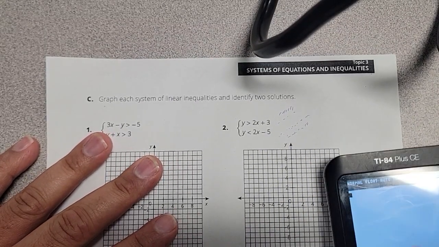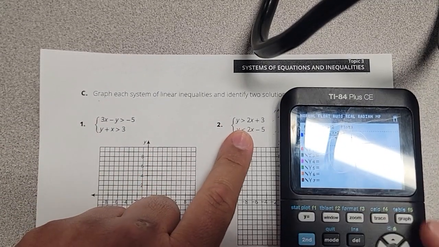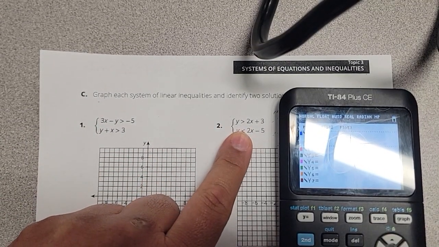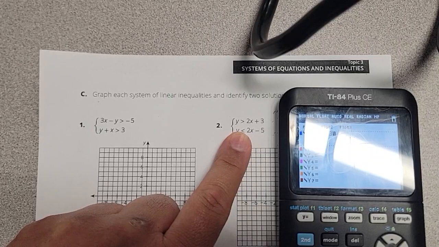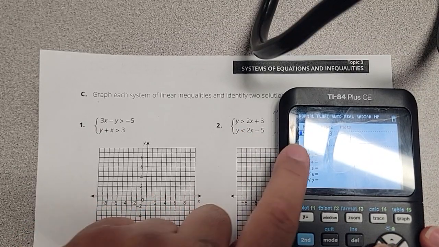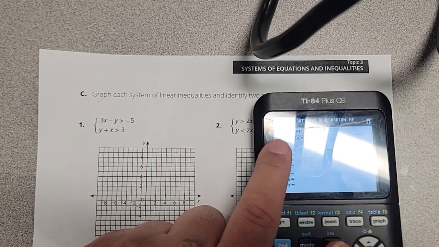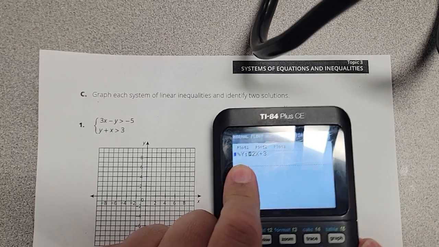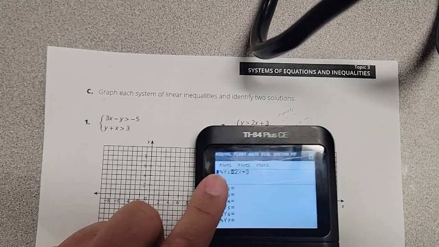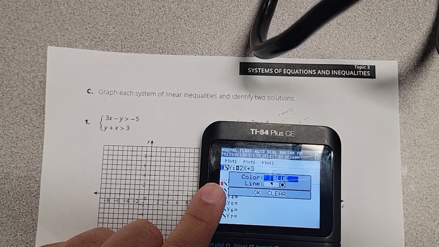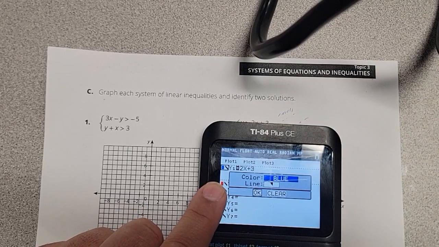So to help, I'm going to go ahead and put this into my y equals. So I have 2x plus 3. Now, what I'm going to do is I'm going to shade on top using the calculator. So move to the side. Oh, sorry. Get the glare out of there. All right, so let's go ahead and shade to the top. It's that triangle.